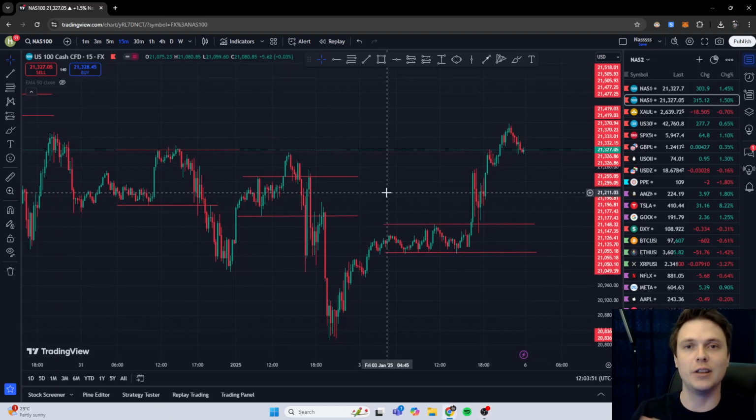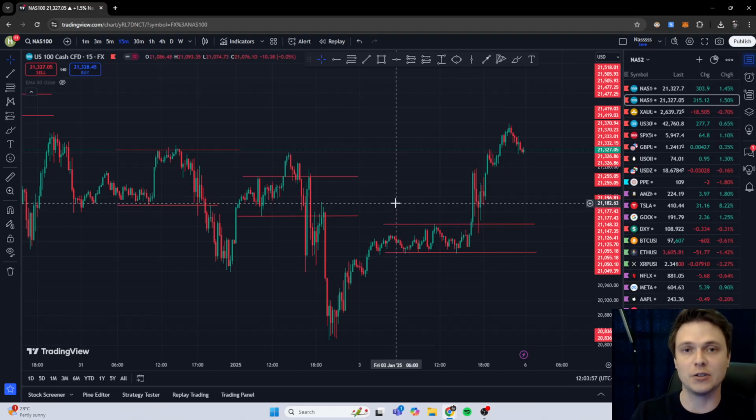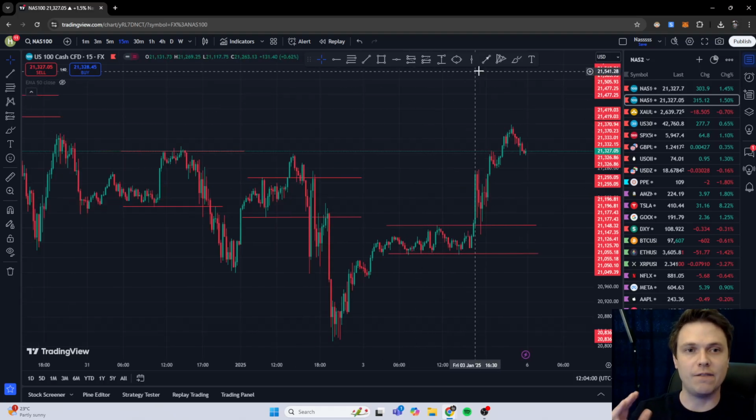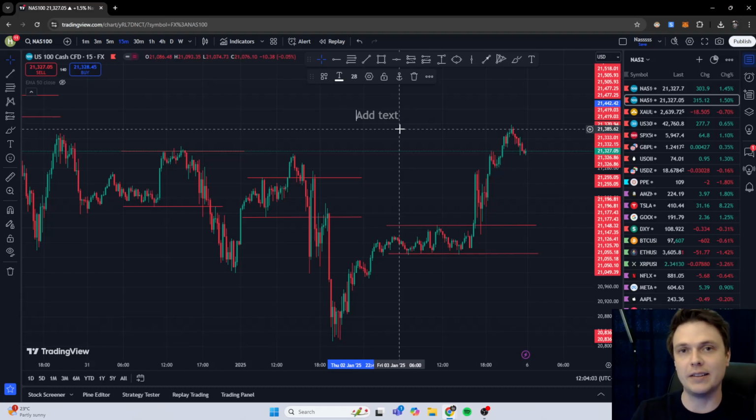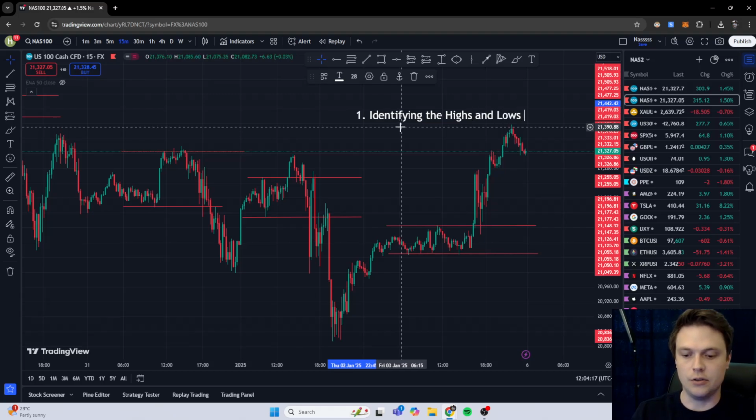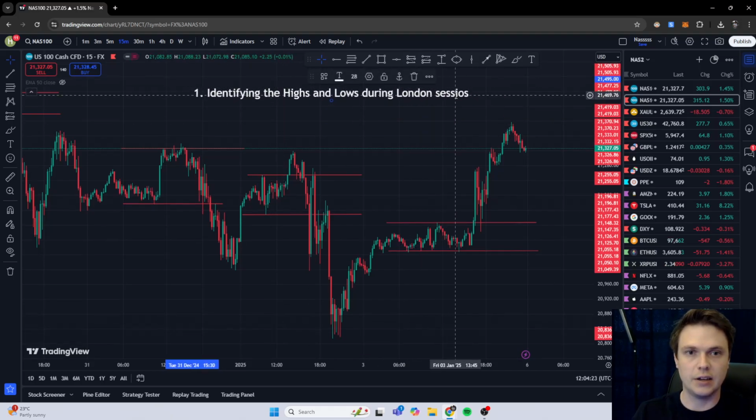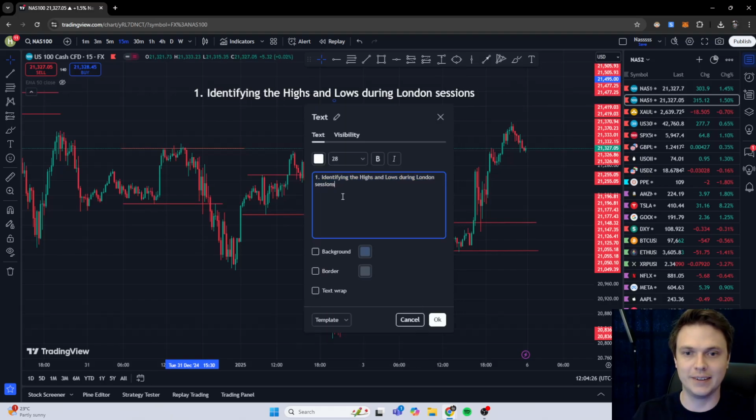I'm pretty sure you can do this on multiple indices, but let's just look at NASDAQ because this is the pair that I focus on the most. Okay, so we're going to look at a few things. It's going to be very simple to remember, but let's write it down so that you guys can also write it down. So number one, we are going to look at identifying the highs and lows during the London session in the morning.